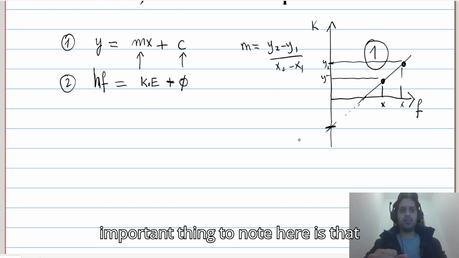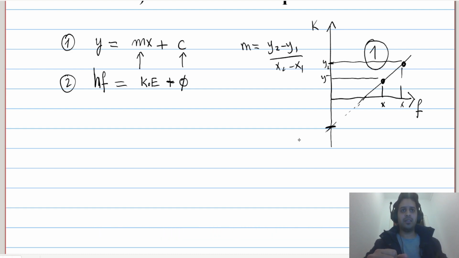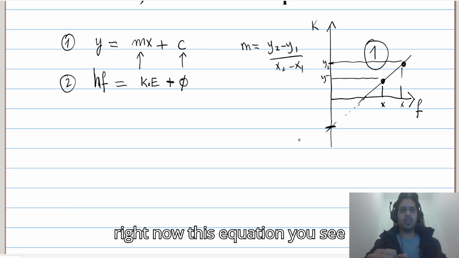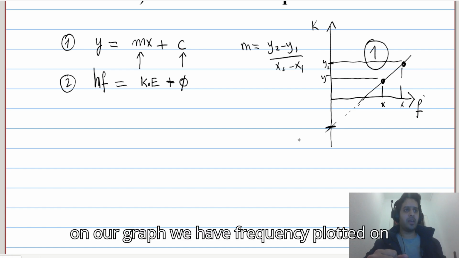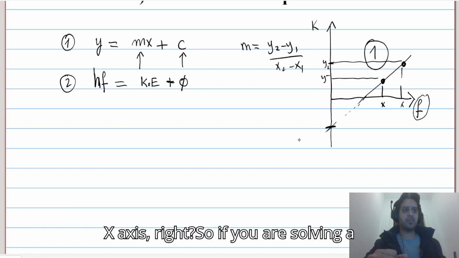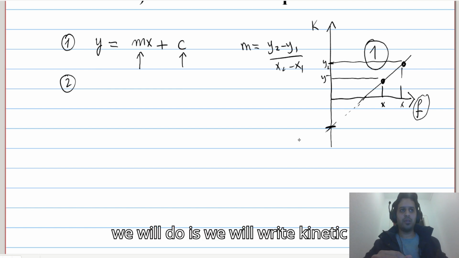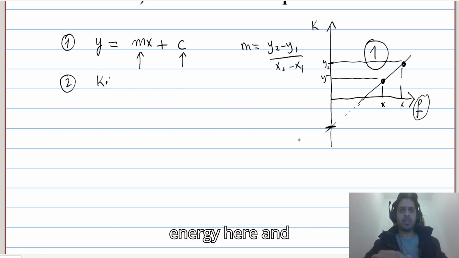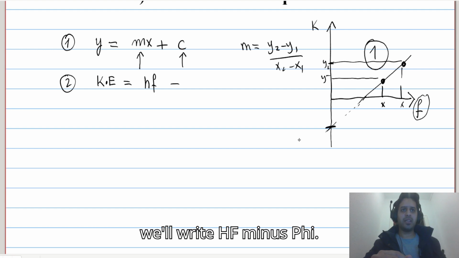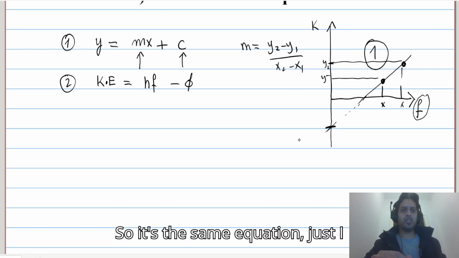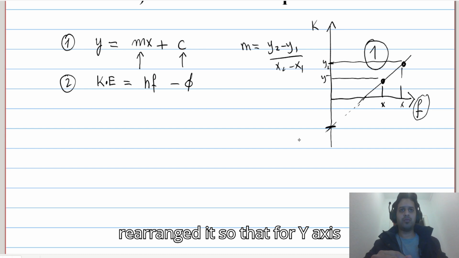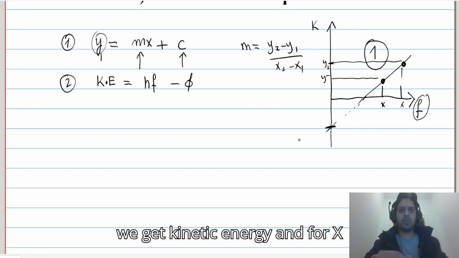Now, the important thing to note here is that on our graph, we have frequency plotted on x-axis, right? So if you are solving a graph question, you just need to rearrange this equation. What we will do is write kinetic energy here, and we'll write hf minus phi. So it's the same equation, just rearranged so that for y-axis, we get kinetic energy, and for x, we get frequency.